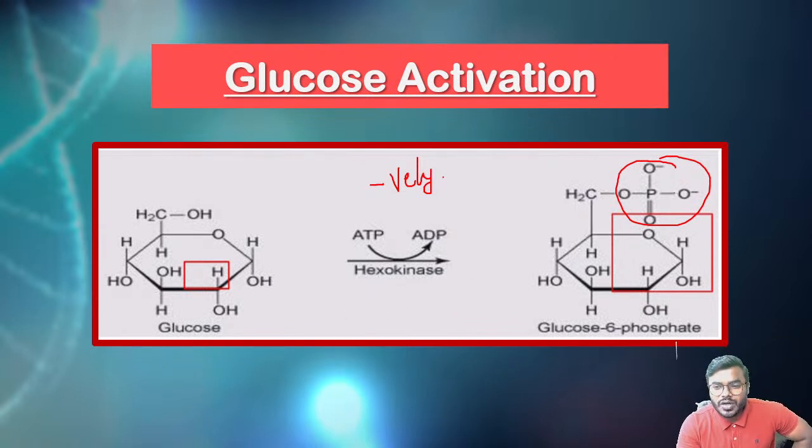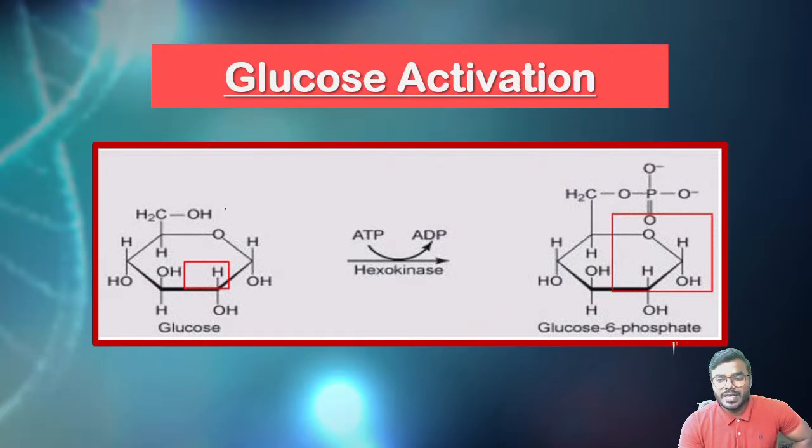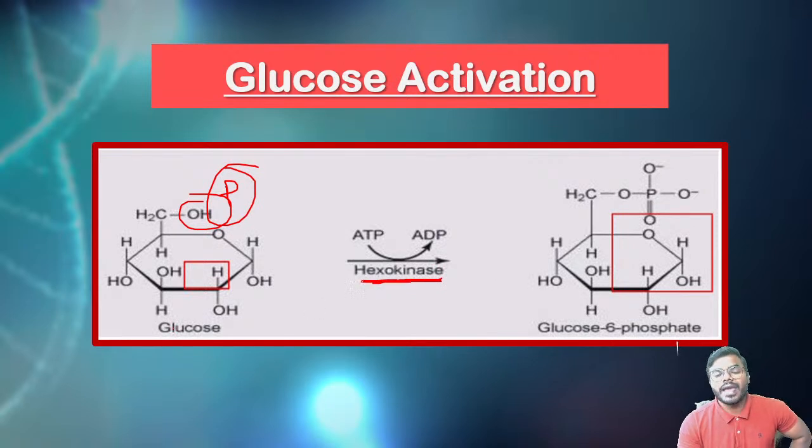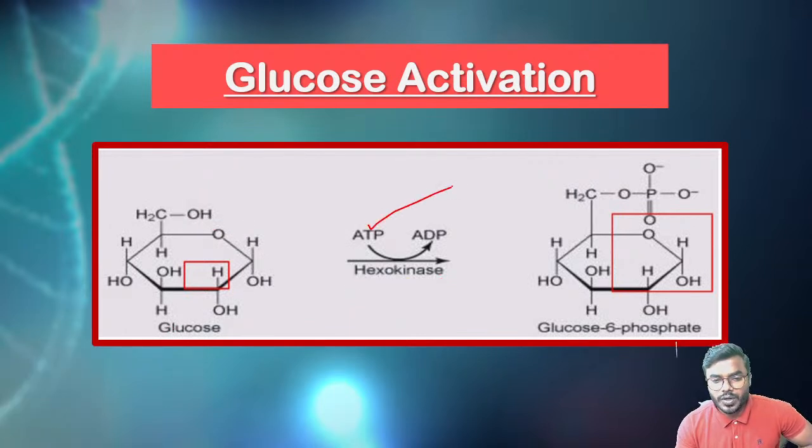Suppose the glucose did not convert into glucose 6-phosphate, there is a chance that once again it can come back via GLUT transporters. That is the reason most of the time glucose has to be converted into glucose 6-phosphate. So what we are doing here is adding the phosphate group to the 6th carbon. So obviously the enzyme is what? A kinase enzyme. Since glucose is a hexose, we call it the hexokinase enzyme. Don't get confused, here the phosphate group is donated by the ATP.